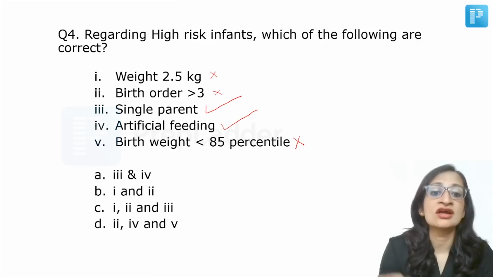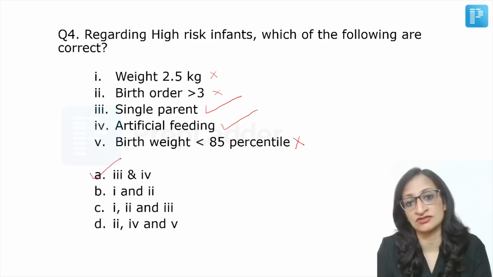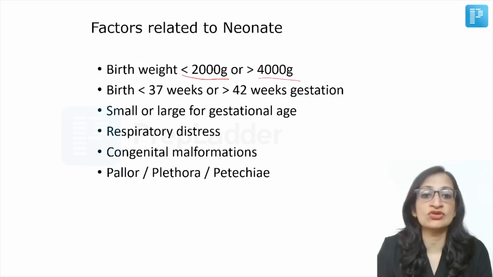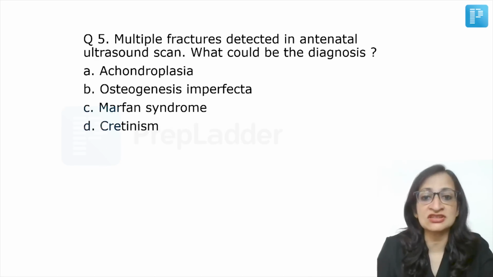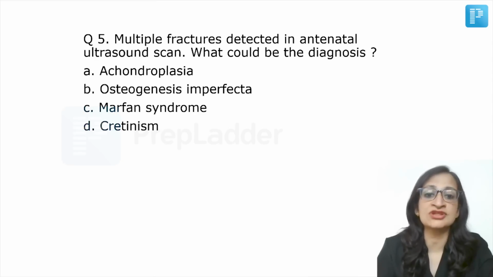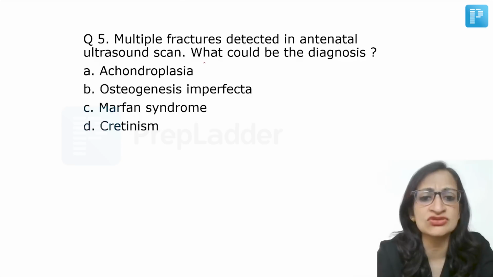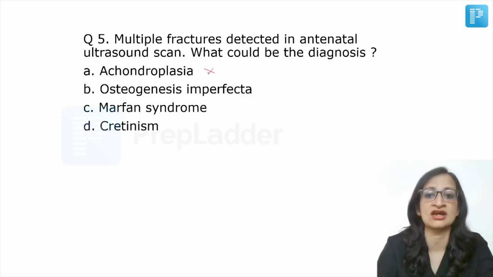So, the best answer out of the given options is choice 3 and 4, that is single parent and artificial feeding. So, moving on to the next question. Multiple fractures detected in antenatal ultrasound scan. What can be the diagnosis? Now, out of the options, achondroplasia we know is a condition where there is short stature and short limb dwarfism, but there is no increased risk of fracture as such in achondroplasia.